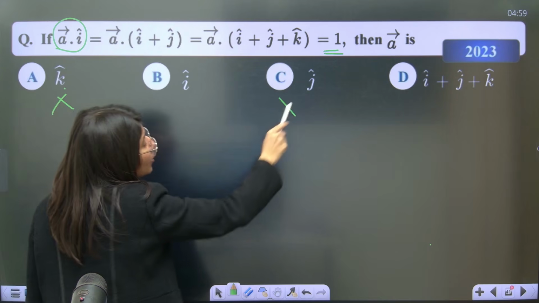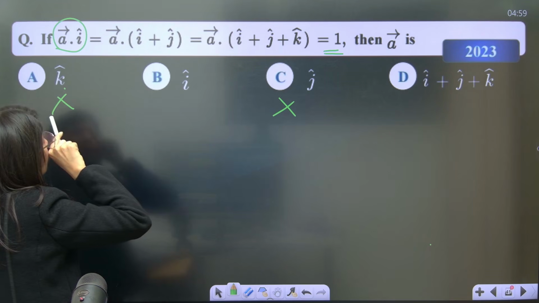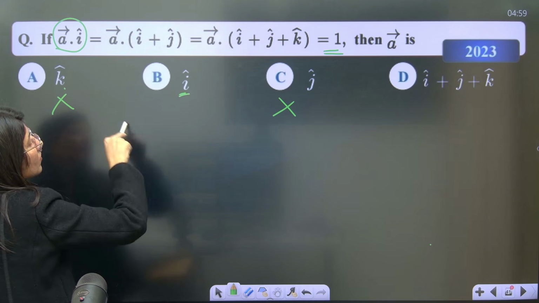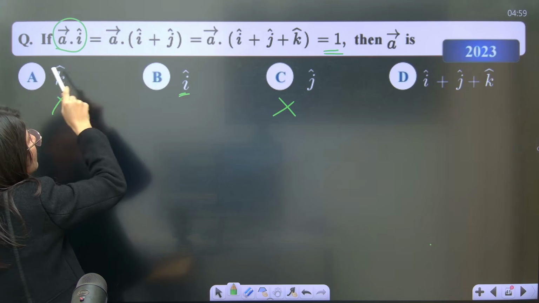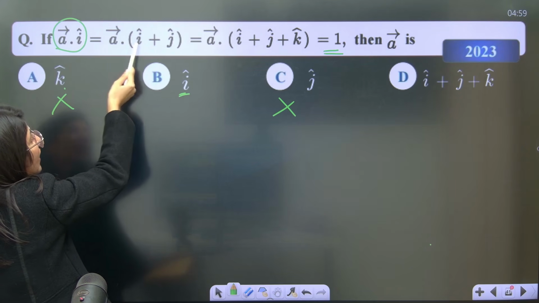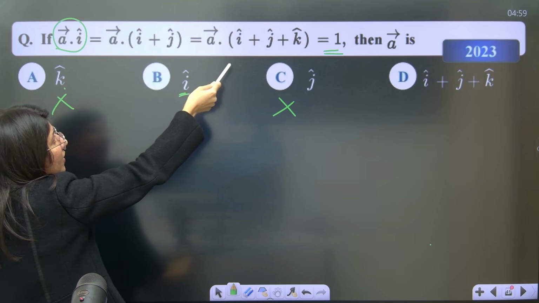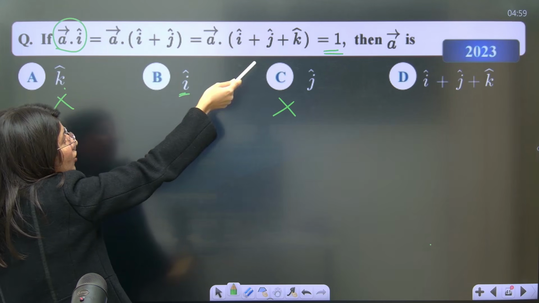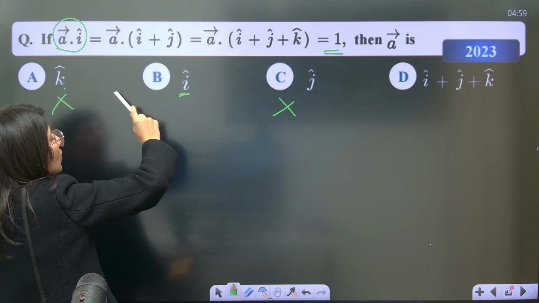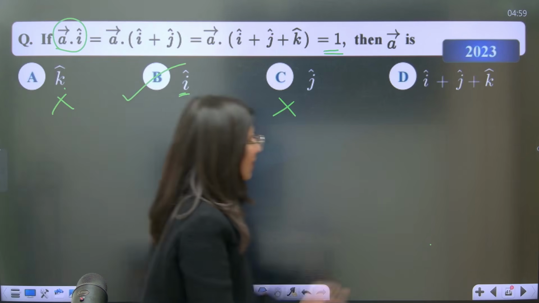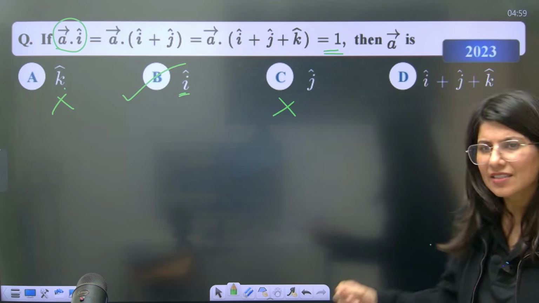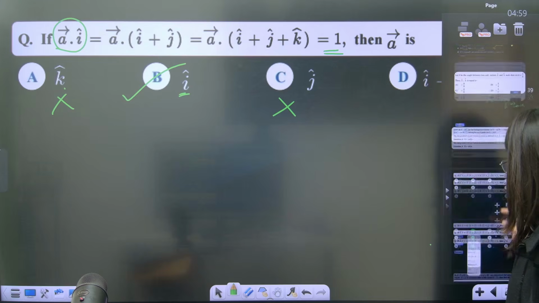It cannot be J, right? It has to be I. So I dot I is 1. If it is I over here, I dot I is 1, I dot J is 0, I dot K is 0. So this is actually satisfying. Just satisfy it and you will get the answer, okay?